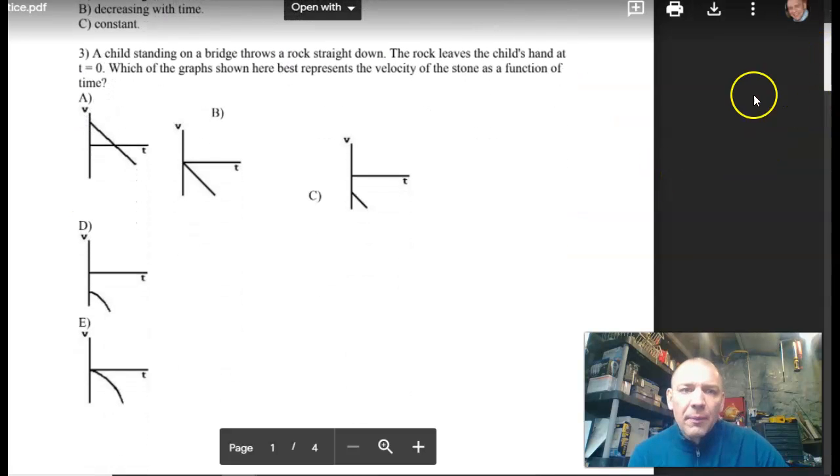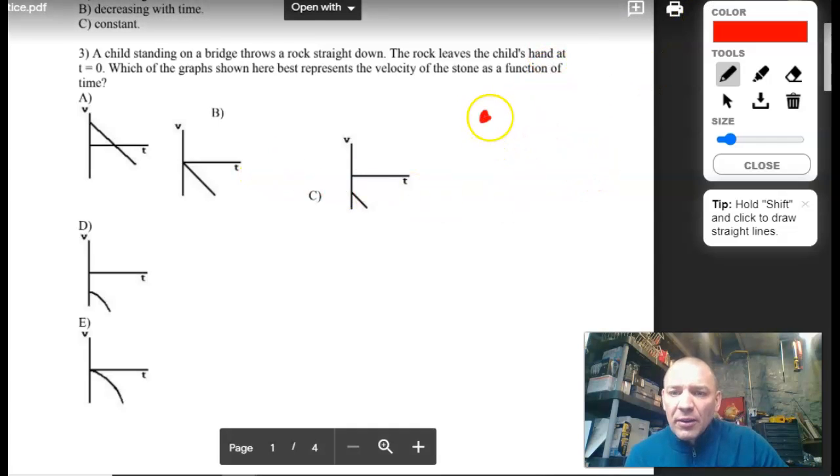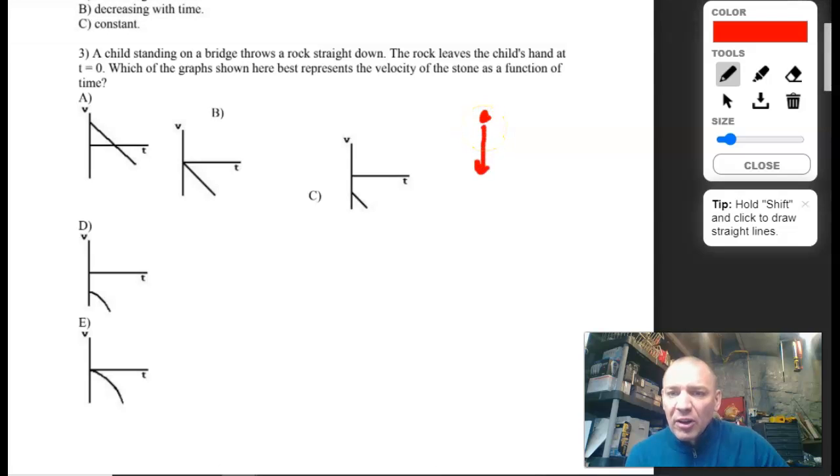Let's do another one. A child standing on a bridge throws a rock straight down. Okay, so now we have an object getting thrown straight down, which means it's going to have an initial velocity that's not 0. And then once it's thrown, gravity is going to take over. So the acceleration is going to be 9.8 if we're saying down is the positive direction. So it has initial velocity and the velocity is positive.